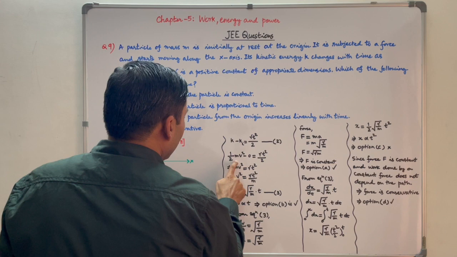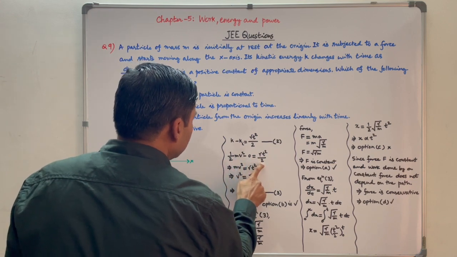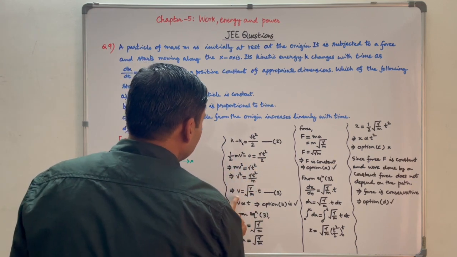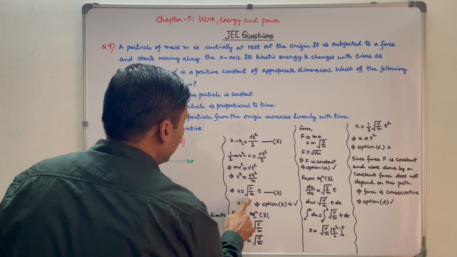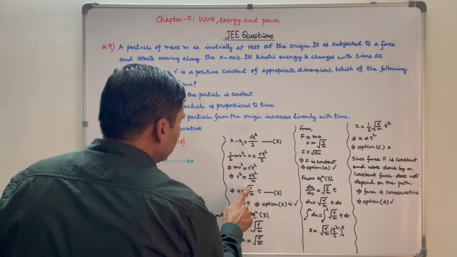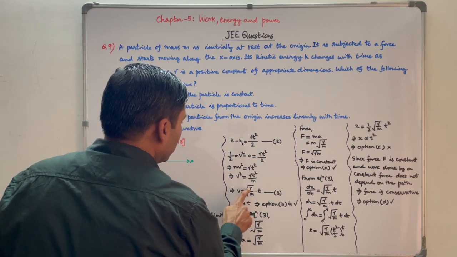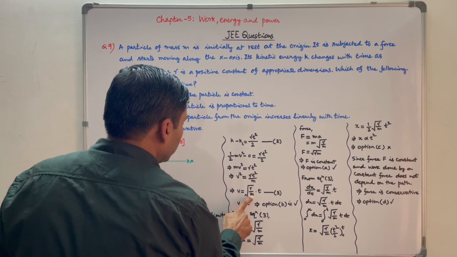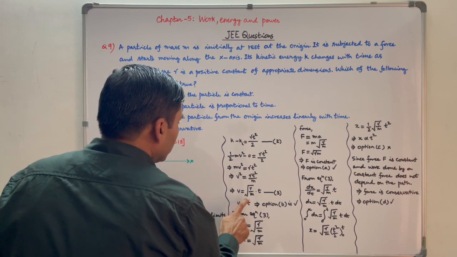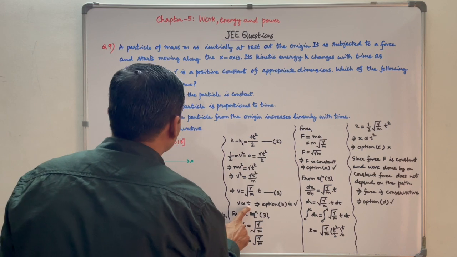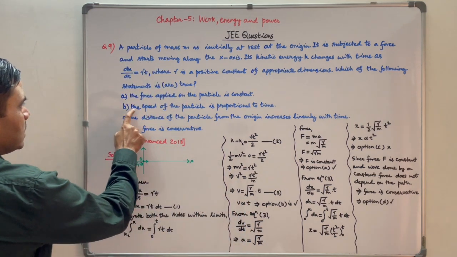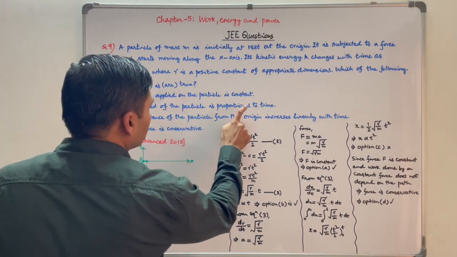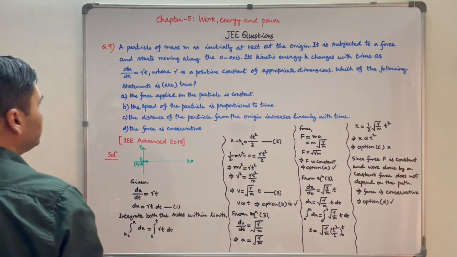So this gives half mv squared is equal to gamma t squared upon 2, or v is equal to the square root of gamma upon m into t. Gamma is given as some positive constant and m is also constant. So v is proportional to t from here. Statement B, which says the speed of the particle is proportional to time, is correct.